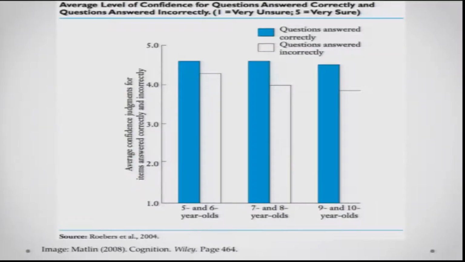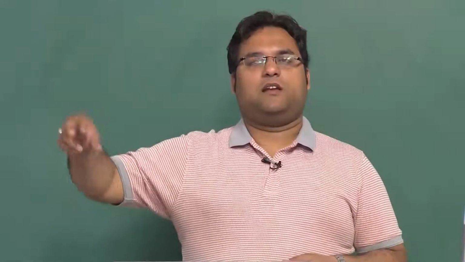This is just a graph from a Ruffman and colleagues study from 2004, borrowed from Matlin's book. And you can see that for 5 to 6 year olds and 9 to 10 year olds, the amount of confidence that they report on questions that they had answered incorrectly is decreasing gradually. So it just corroborates what I was saying.